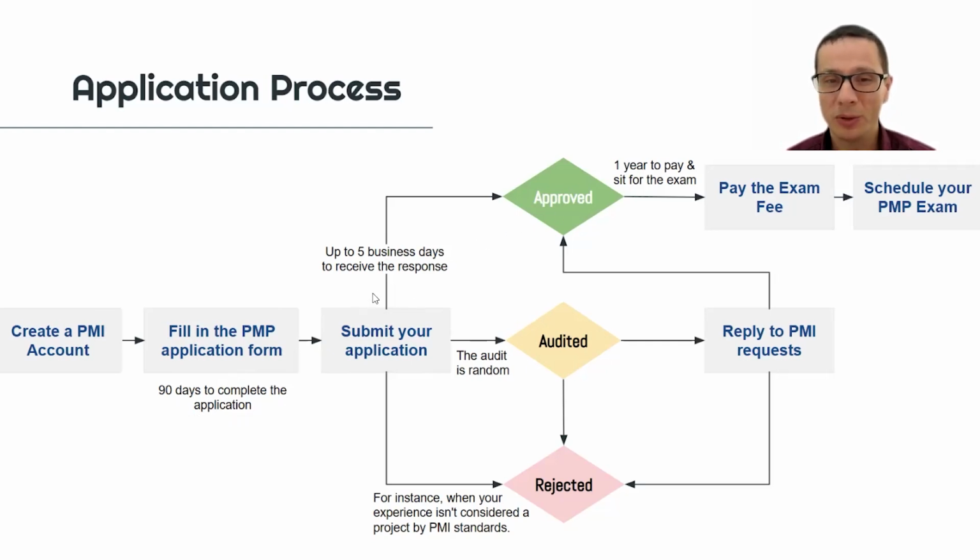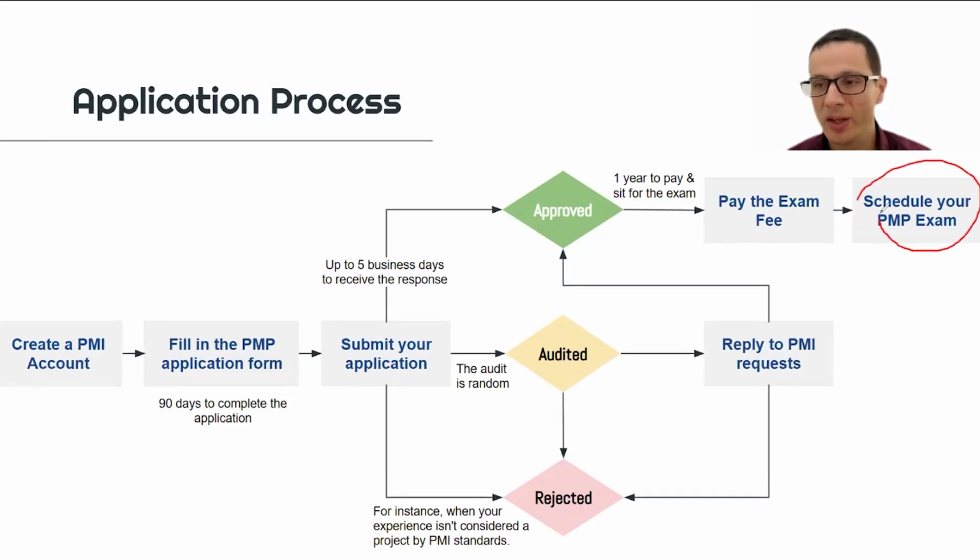And the approval could take up to 5 business days. In my case, it was just 3 days. So it depends. Really, you can get the approval in 1 day, 2 days, 3 days, 4 days, and up to 5 days. After getting the approval, you need to pay the exam fees. I have already done that. And now what I'm going to show you is this step, which is scheduling your exam. And as I said, it's the same process for PMP or PMI-ACP and other PMI certificates.